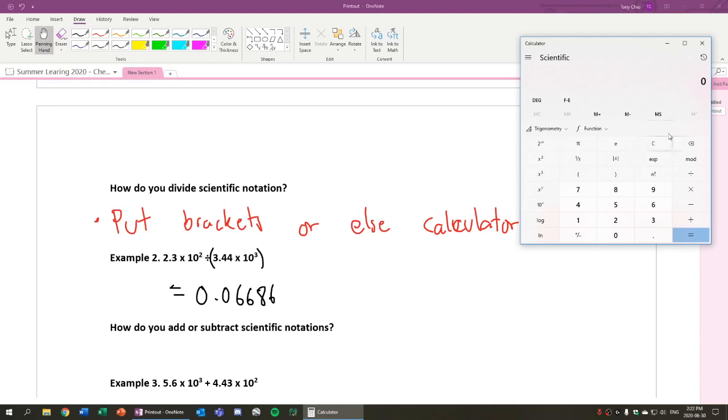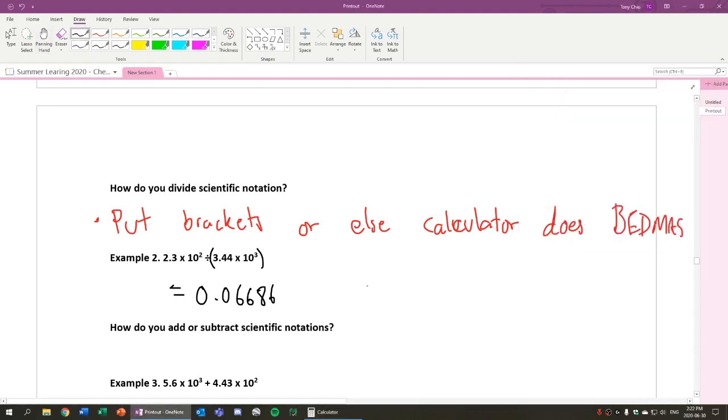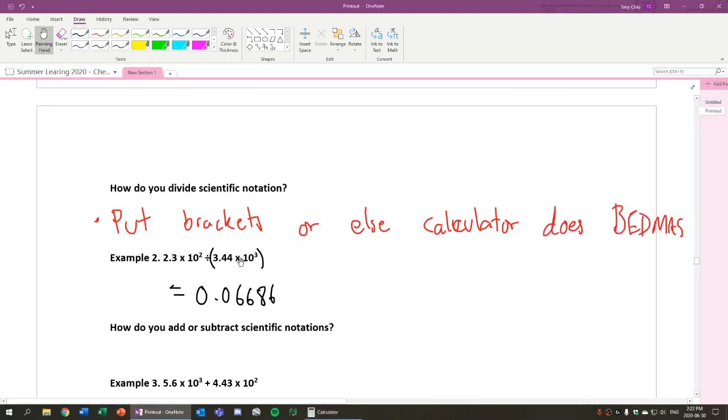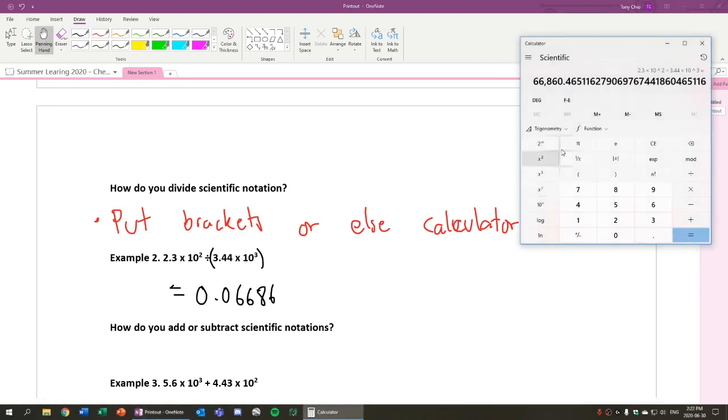Look what happens when I don't put a bracket. So I'm going to put 2.3 times 10 to the power of 2, okay? Then I hit divide by 3.44 times 10 to the power of 3. And I'm going to get this number, 66,860 something. Does that make sense? You're dividing a number that is smaller by a number that's larger. Do you expect it to be that large? And the answer is no.